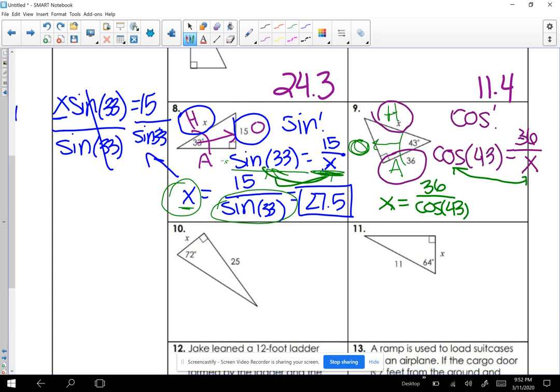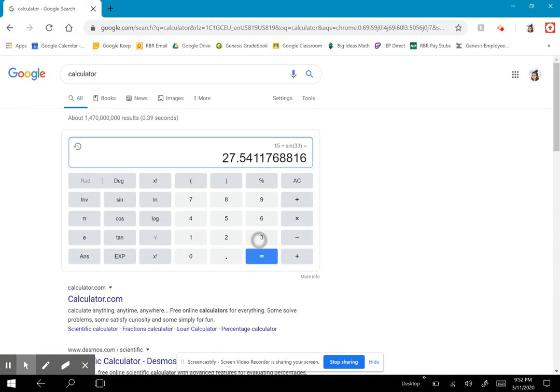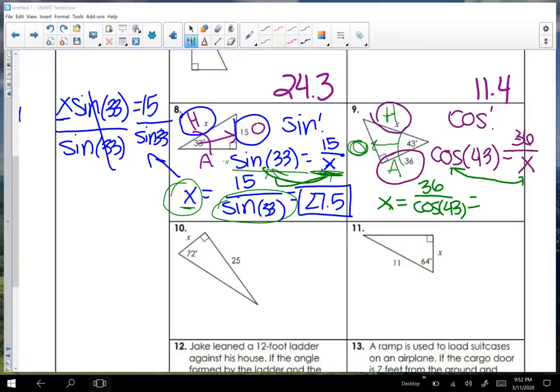This is probably the biggest area where students will have a tiny little mistake: they'll multiply 36 times cosine of 43. So just be careful with which way it's set up. That's my adjacent, 36. It goes in the numerator. Can't change that. So going to the calculator so I can get one final answer, I have 36 divided by the cosine of 43. And I've got 49.